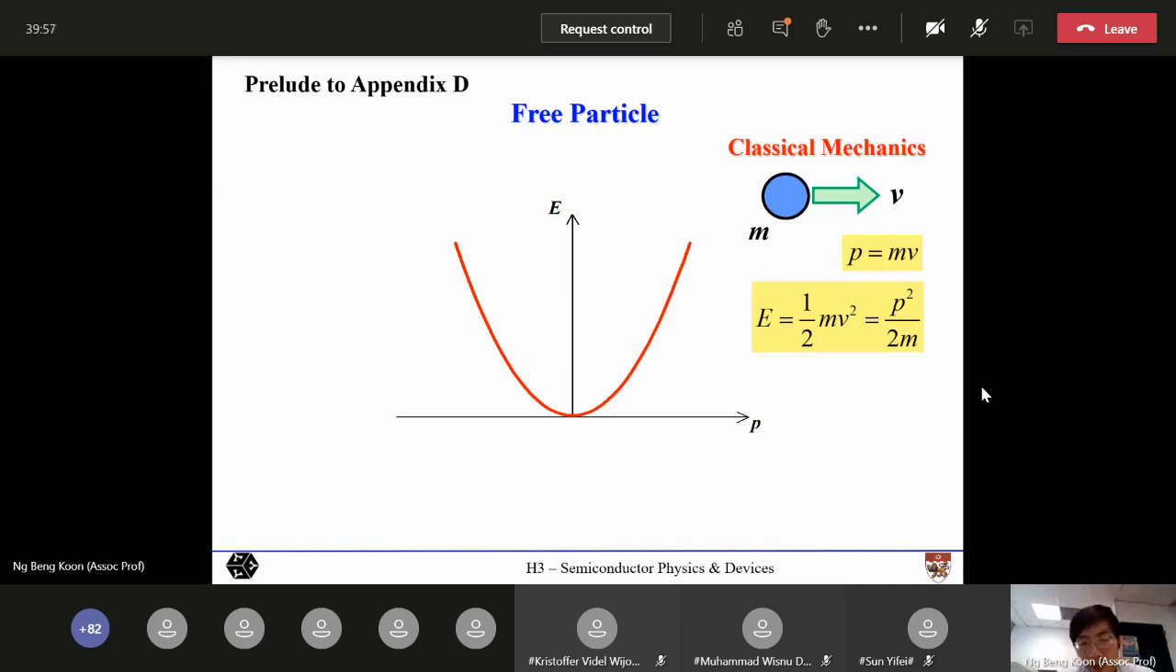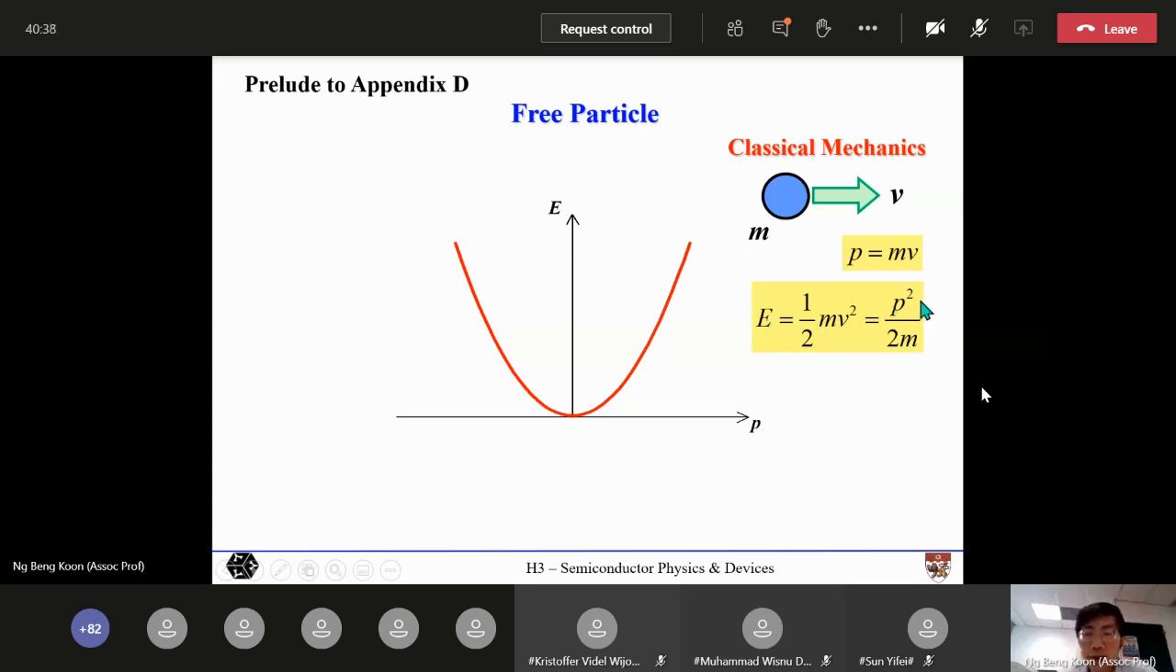Okay, if you consider a free particle like a ball, and let's say this ball has a mass of m and it's moving with velocity of v, we can write down the momentum of this particle as mv, right? The momentum is given as the product of the mass and the velocity. We can rewrite this to relate it to the kinetic energy of the free particle. If the kinetic energy of a free particle is half mv squared, we can write it in terms of the momentum. Because we know that momentum is mv, you replace the v with p/m. If you work it out, you get p squared over 2m.